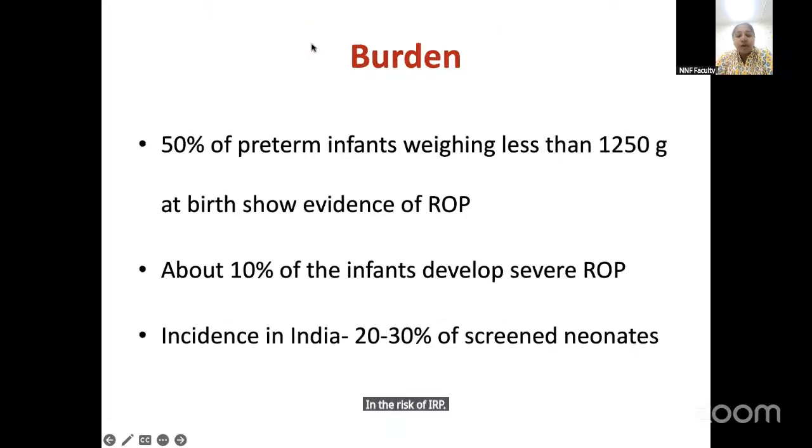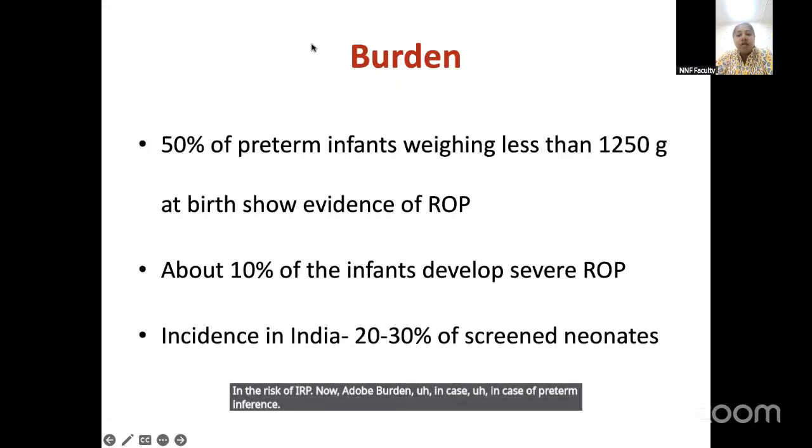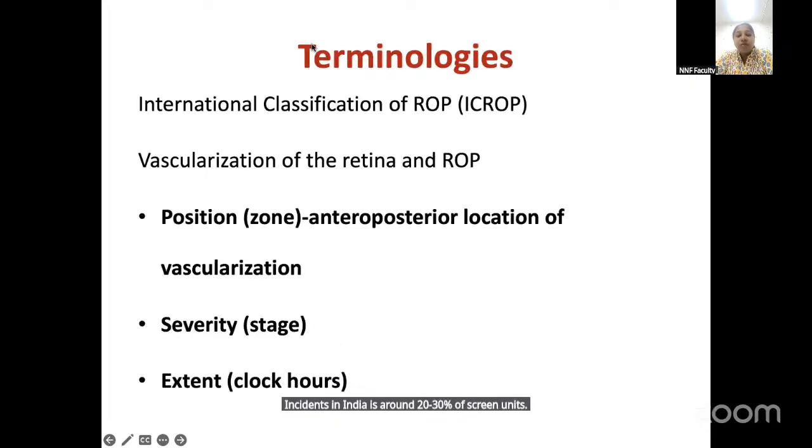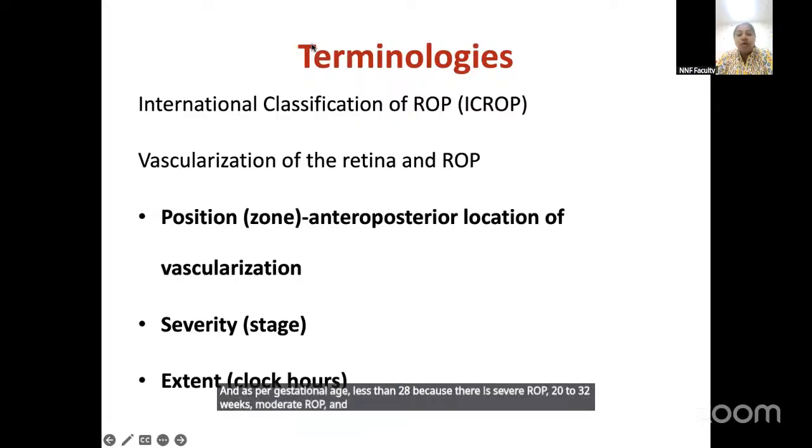Now, ROP burden. In case of preterm infants, 50% of infants weighing less than 1250 grams at birth show evidence of ROP. About 10% develop severe ROP. Incidence in India is around 20 to 30% of screened neonates. As per gestational age, less than 28 weeks, there is severe ROP; 28 to 32 weeks, moderate ROP; and above 32 weeks, there is a milder form of ROP.